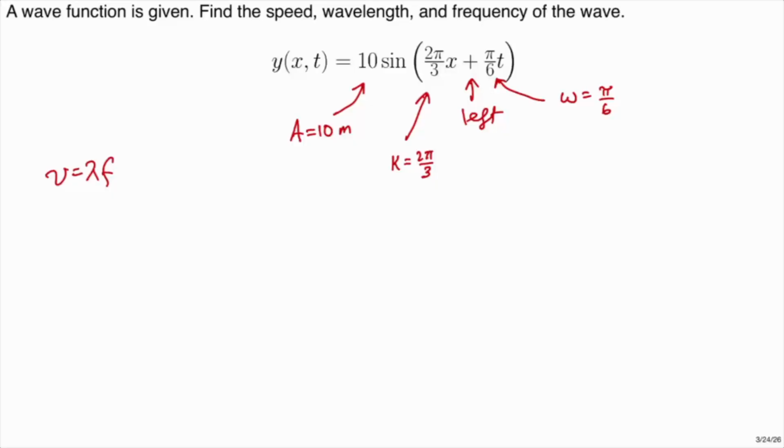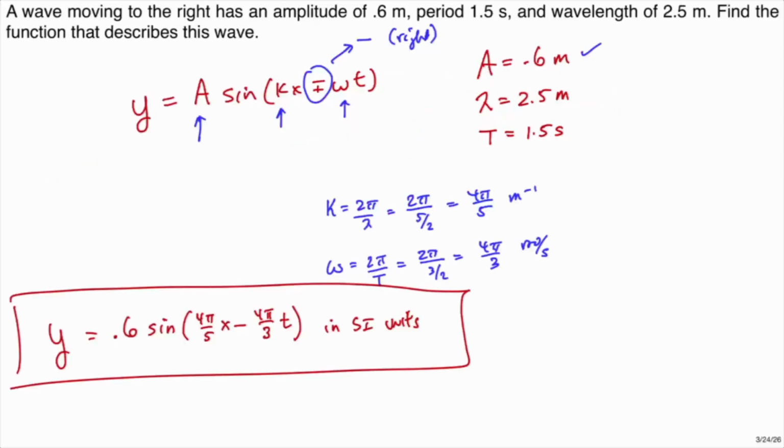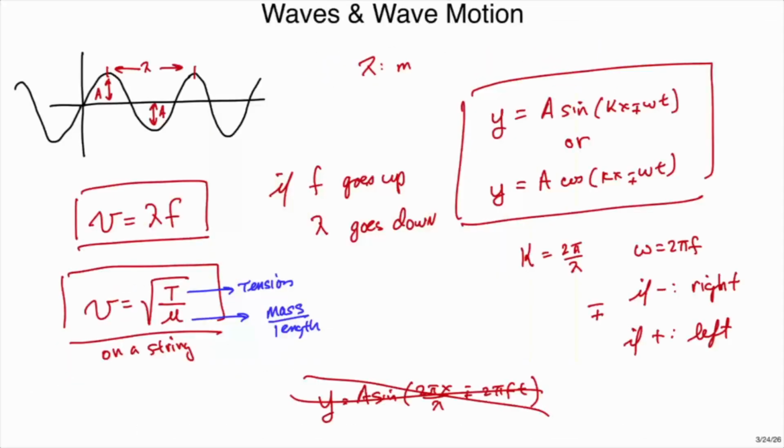It's wavelength times frequency, isn't it? So we've got to find both the wavelength and the frequency. How are we going to find the wavelength? Why is it called the wave number? Because it can be found. It can find the wavelength.